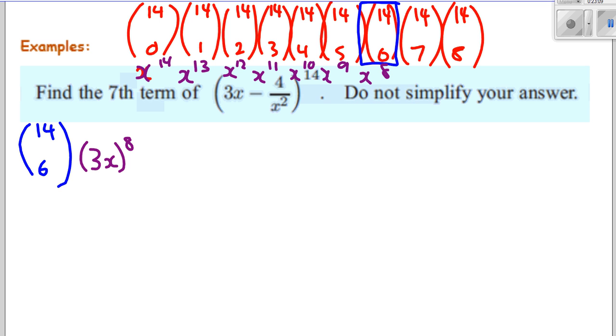So our second term is negative, so I'm going to call it negative 4 over x squared. What would be the exponent on that one? So now we're finding the 7th term. So why is it 8? Yeah, that's a very good point. Because the first term is going to have x to the 14. Well, this part's going to become x to the 14.